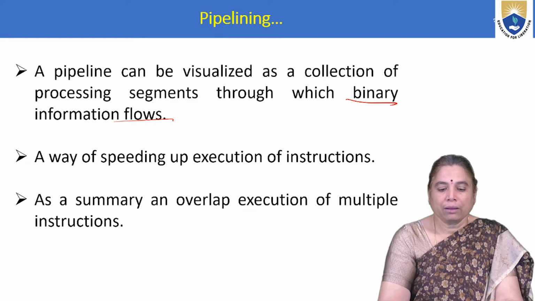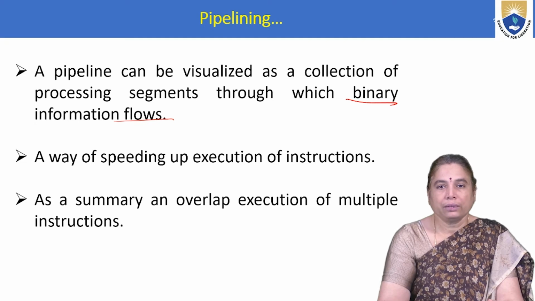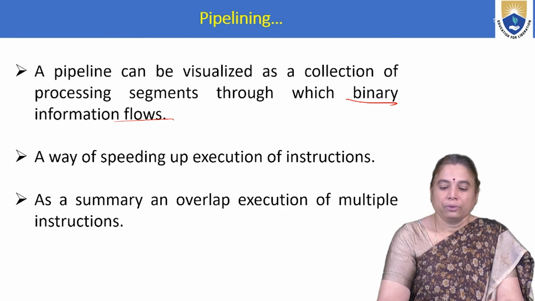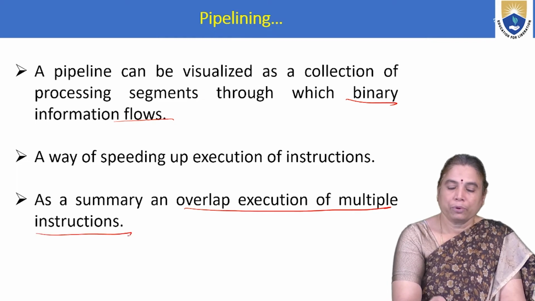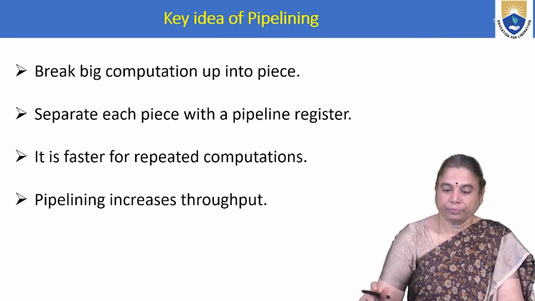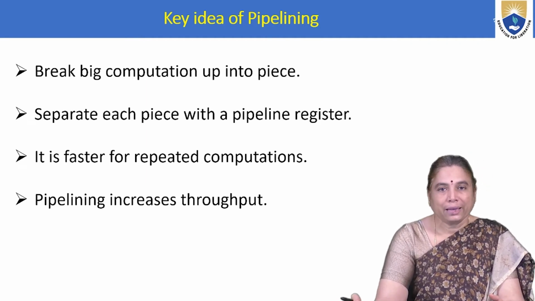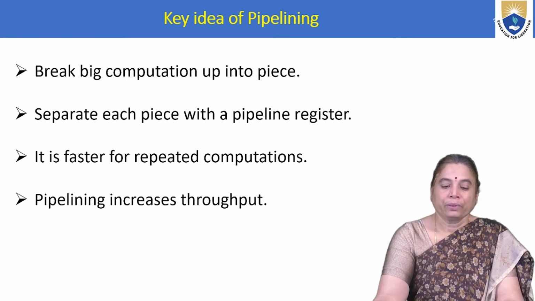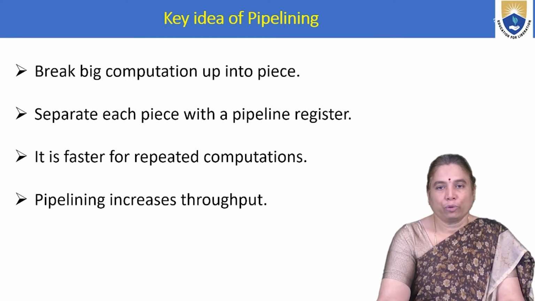So it is a way of speeding up the execution of instructions. So more than one instruction can execute simultaneously with the help of pipelining. So as a summary, a pipeline is overlapped execution of multiple instructions. What is the key idea behind the pipeline concept? Breaking the big computational task into small pieces, separating each piece with a pipeline register. It is faster for repeated computations. Pipelining increases throughput.